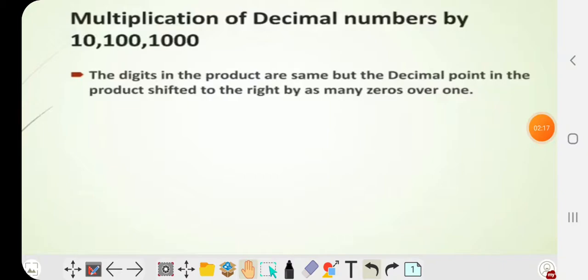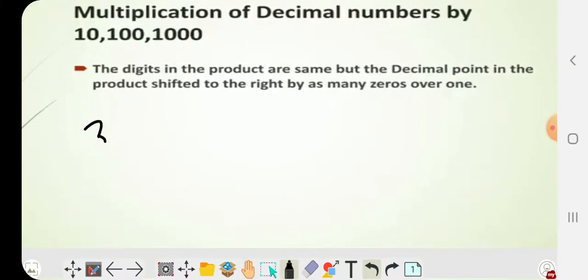Now multiplication of decimal numbers by 10, 100, 1000, 10,000, whatever the number, like there you see the zeros. So the digits in the product are the same, but the decimal point in the product shifts to the right by as many zeros as there are over 1.